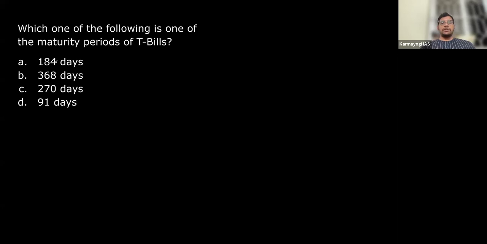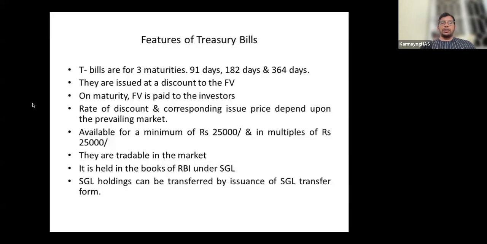Next one, which one of the following is one of the maturity periods of T-bills, treasury bills? Among the given 4 options, only one is a maturity period of T-bills: 184 days, 368 days, 270 days, 91 days. So the answer is 91 days. You can see here about T-bills.